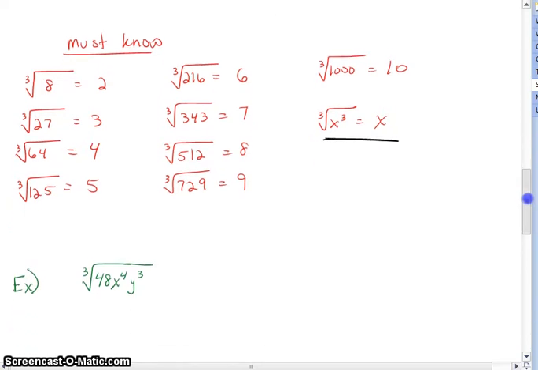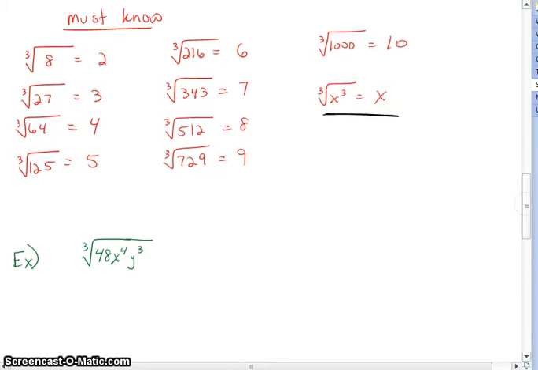So using this list, we're going to look at these cube roots. Remember, the difference is this little 3 right here. So you've got to pay attention. If there's that 3, this is the list you're using. If there isn't a 3 there, it's the square root that you're using. So the cube root of 48.